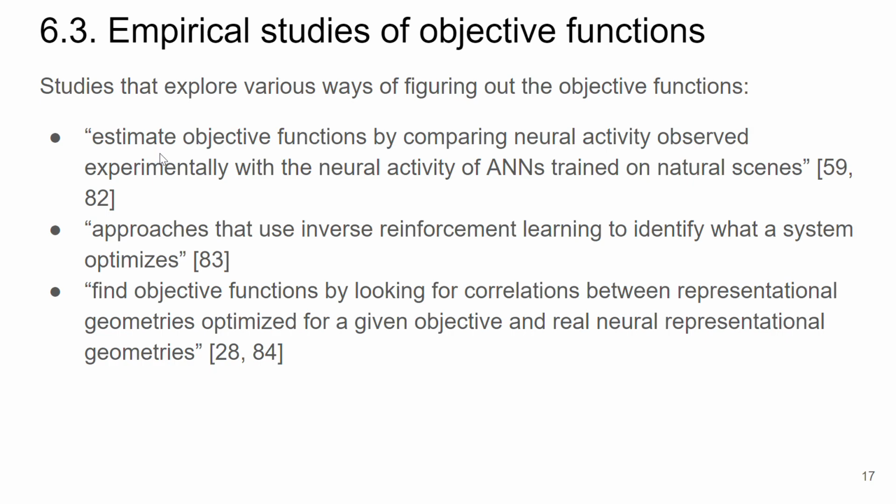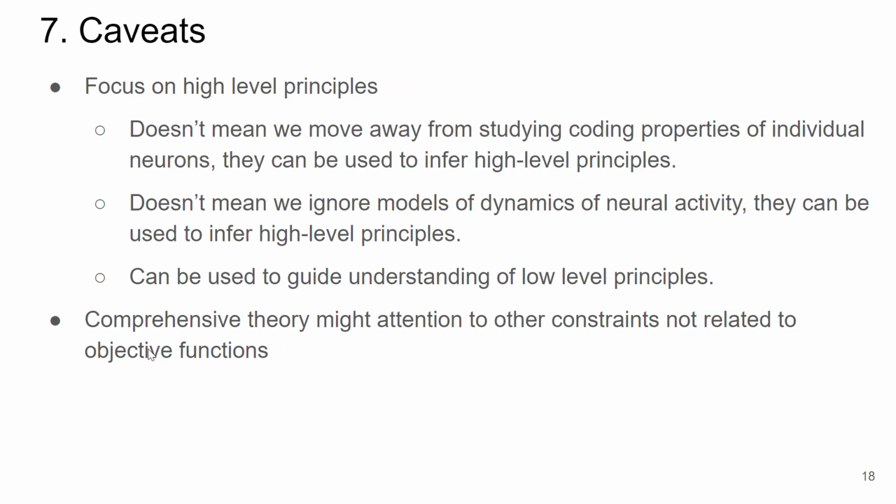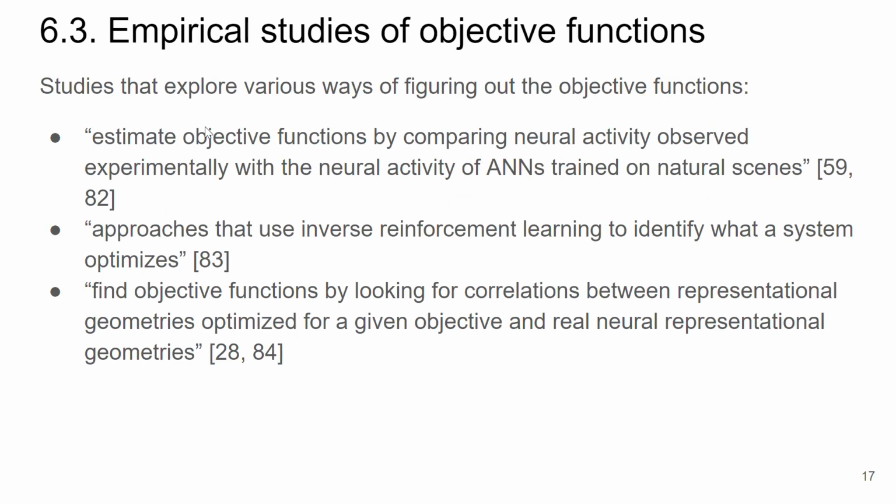Number one, you can estimate the objective function by comparing neural activity observed experimentally with the neural activity of a trained artificial neural network, which is of course trained on the same task set. And you can use ideas of inverse reinforcement learning to figure out what the system is optimizing. And you can also find objective functions by looking for correlations between representational geometries of neural networks compared to brains. And that was mainly their paper.